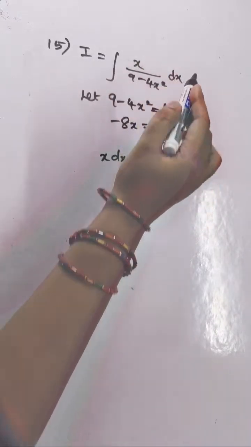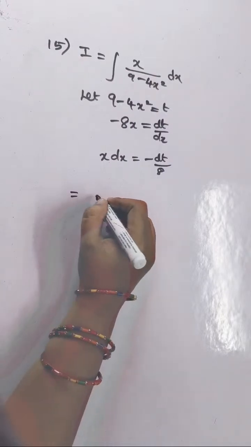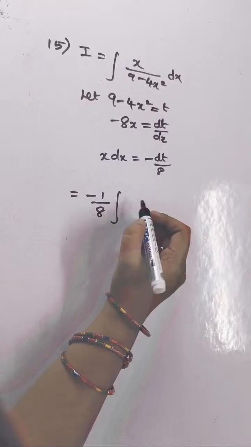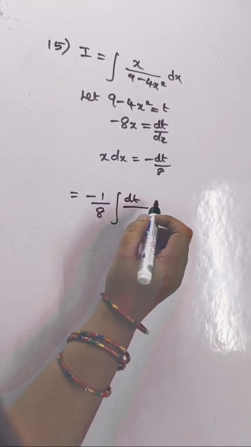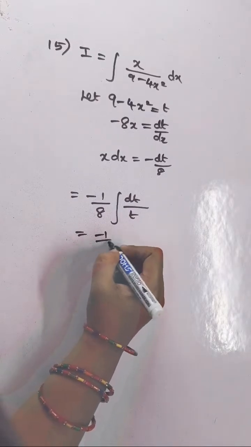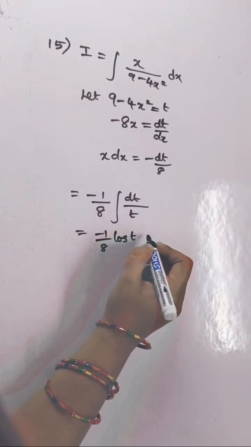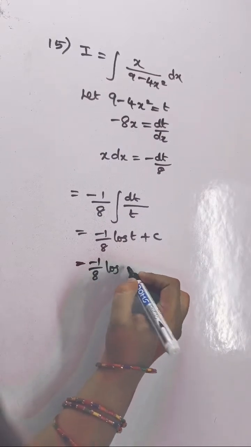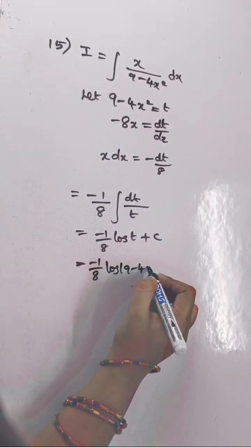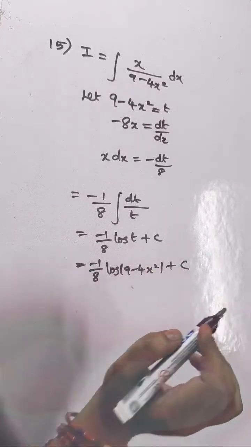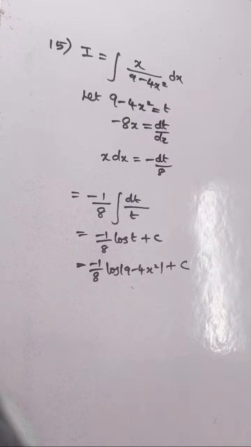In place of the numerator x into dx, that can be replaced as minus dt by 8. That I am taking out. dt by, in place of 9 minus 4x squared, it is t. We know integration of 1 by t is log t, and replace t as whatever term you have assumed, 9 minus 4x squared, plus c. That is the required answer.